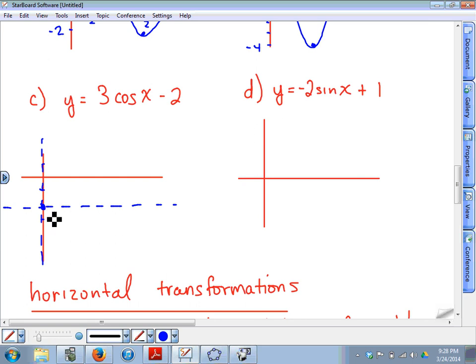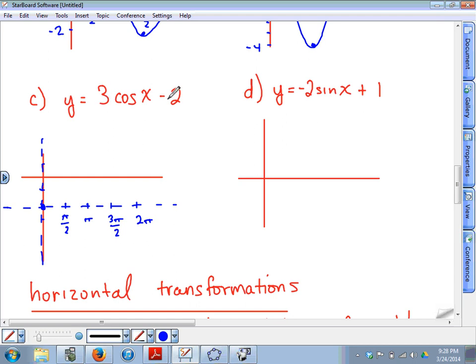And consider this now to be 0, 0. Now there haven't been any static transformations moving the graph left or right. So we're going to keep the origin on the y-axis and just move down 2 units. This is going to be pi halves, pi, 3 pi halves, and 2 pi.